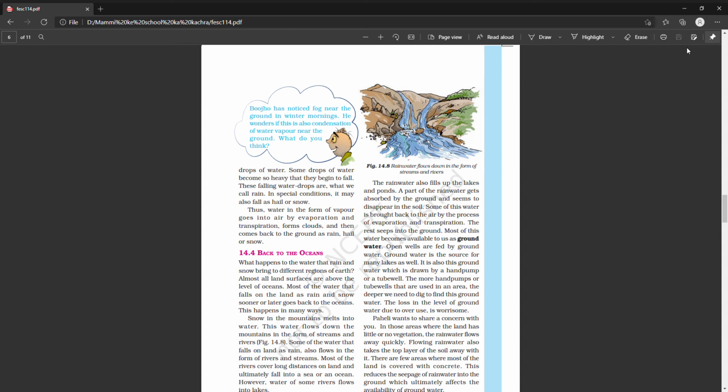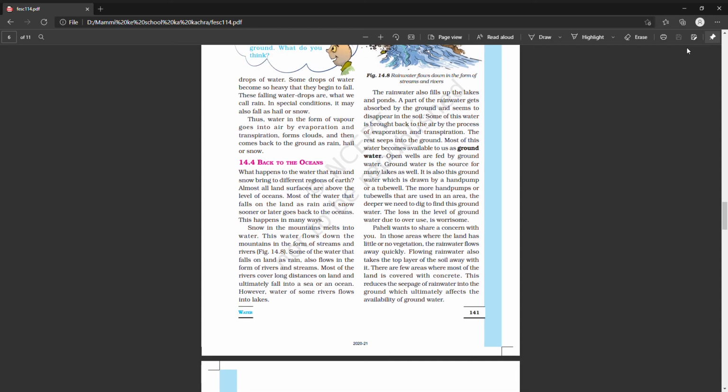groundwater. Paheli wants to share a concern with you. In those areas where the land has little or no vegetation, the rainwater flows away quickly. Why does it happen? Flowing rainwater also takes the top layer of the soil away with it.